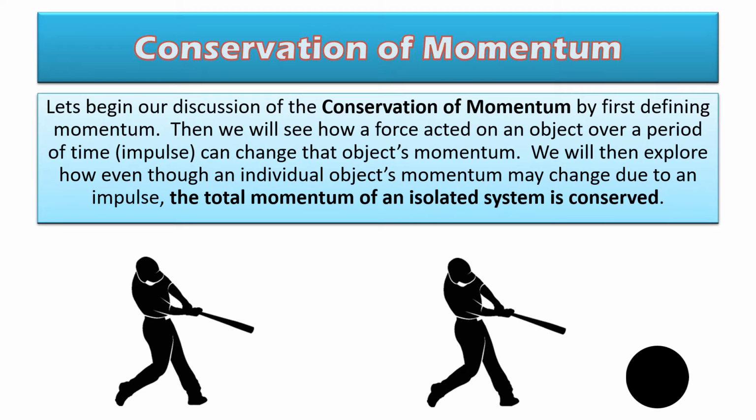Let's begin our discussion of the conservation of momentum by first defining what momentum is. Then we will see how a force acted on an object over a period of time, otherwise known as an impulse, can change that object's momentum. Just like we said, if we're changing the object's velocity, we're going to change the object's momentum by exerting a force over a period of time. We will then explore how even though an individual object's momentum may change due to an impulse, the total momentum of an isolated system is conserved.